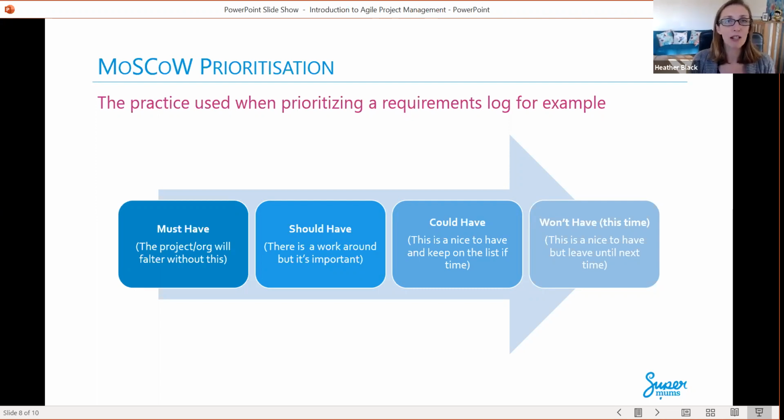They are absolutely essential. So as an Agile project manager, you might need to challenge a client or team on that. You might need to say to them, well, okay, we've got a big list here, but can we just go through them and really understand, is this going to really cause the project or organization to falter? Is it absolutely essential? Or is it a should-have, i.e. there's a workaround to this?